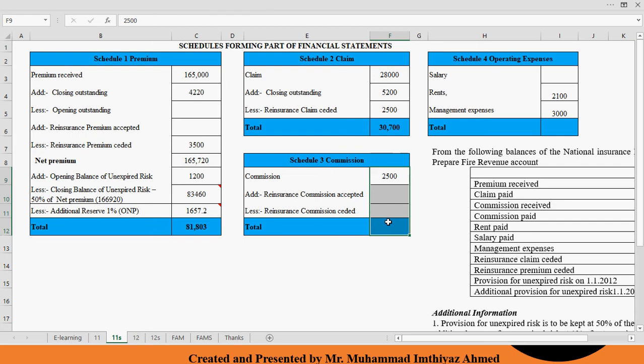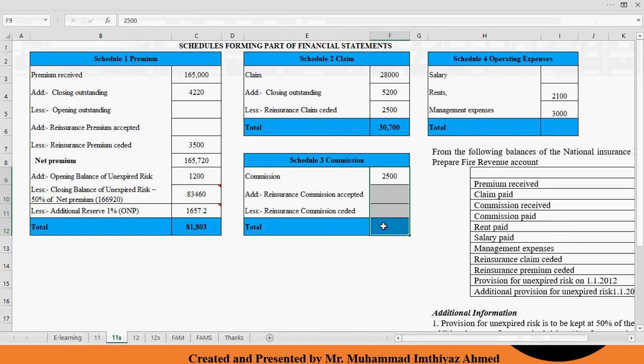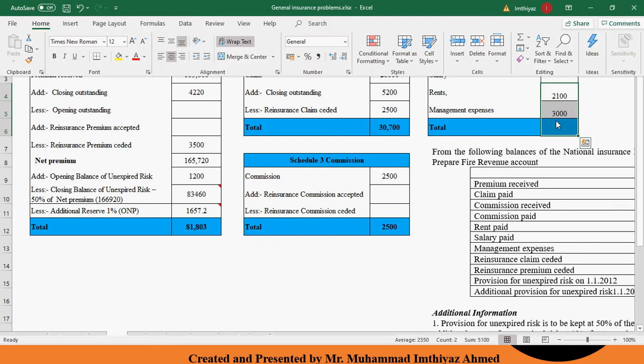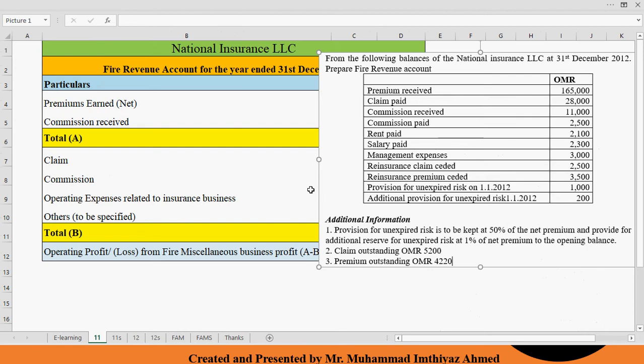We need to calculate the total of commission. So this commission total comes to 2,500 and the total of operating expenses comes to 5,100. So this total we need to shift to our revenue account.